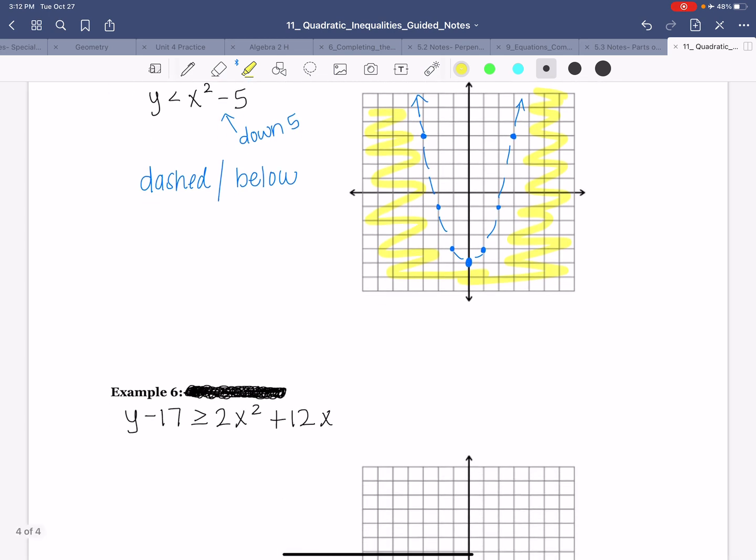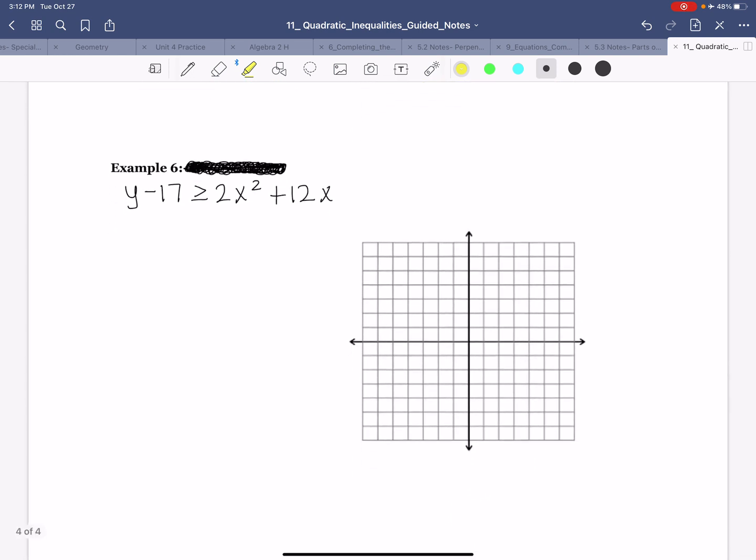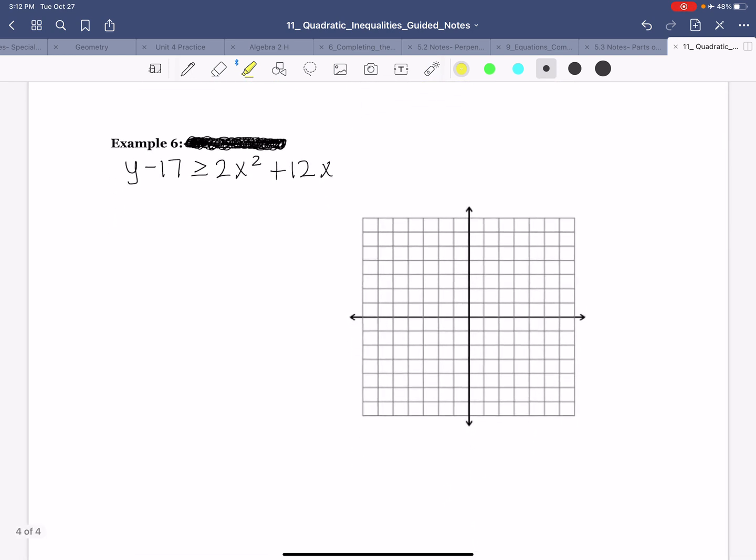All right, let's go ahead and try this next one. This next one's going to be in standard form. So again, step 1, we're going to get y by itself on the one side. So we're going to get y is greater than or equal to 2x squared plus 12x plus 17. I'm going to go ahead and change this to vertex form just because vertex form to me is the easiest way to graph. I'm not the biggest fan of T-charts, so I'd rather turn this to vertex form.